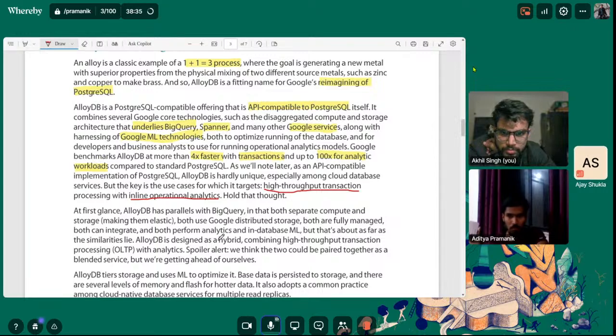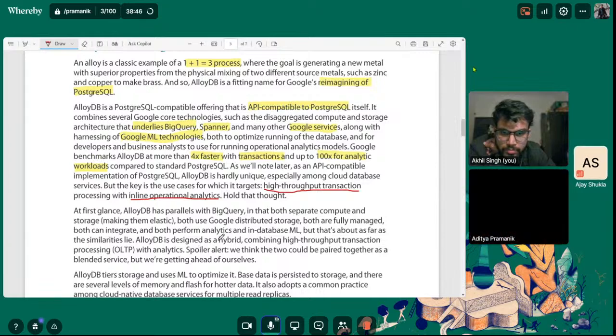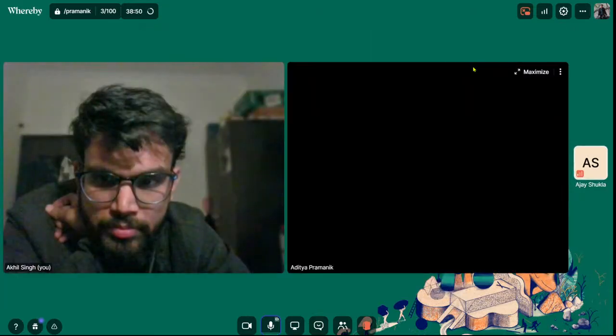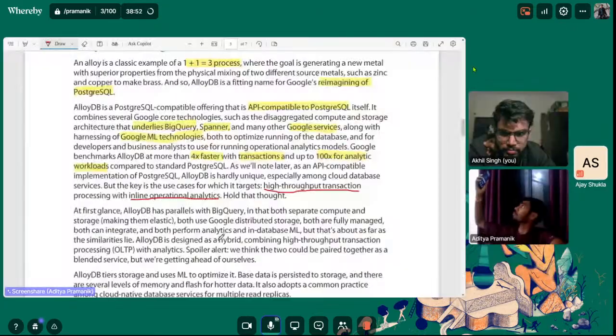So yeah, this will be the main benefit of using AlloyDB: it will give us high throughput transaction processing with inline operational analytics in it. So as the name suggests, it combines Google's core technologies with PostgreSQL and gives us much faster transaction outputs, and the analytical workloads also get increased using Google's current technologies. Yeah, so that's what I understood from this paragraph.